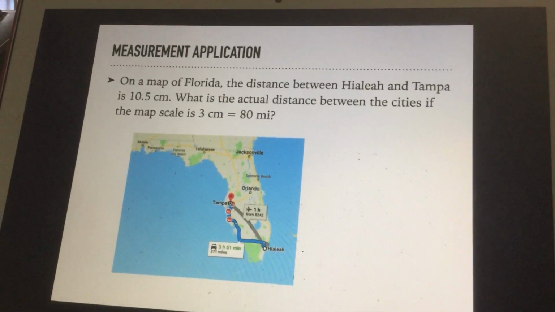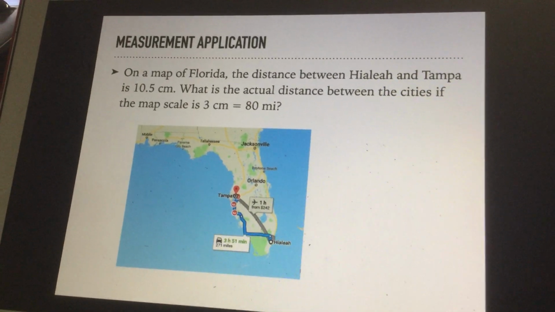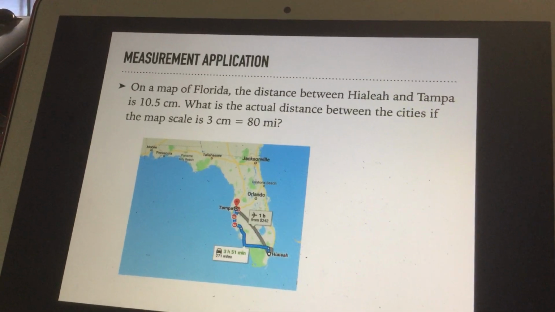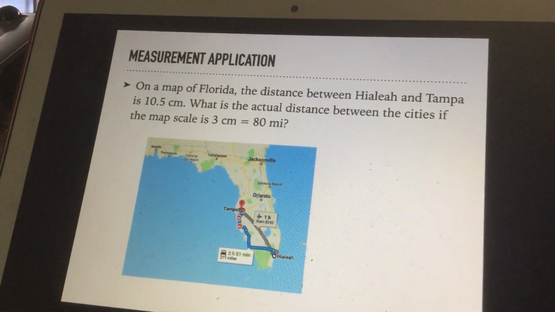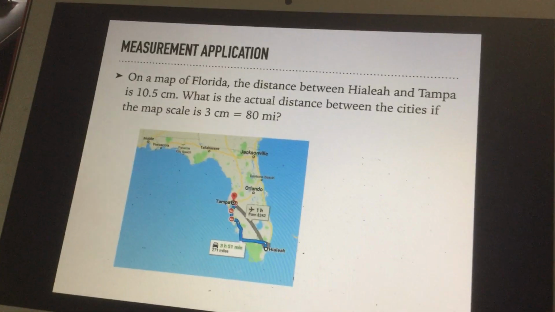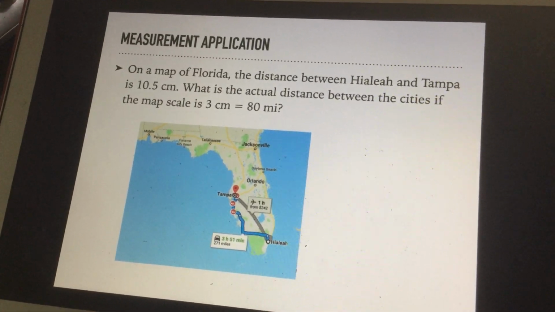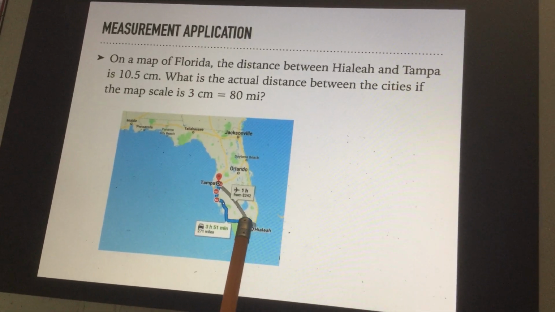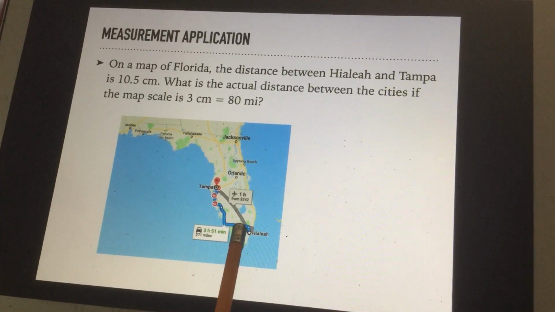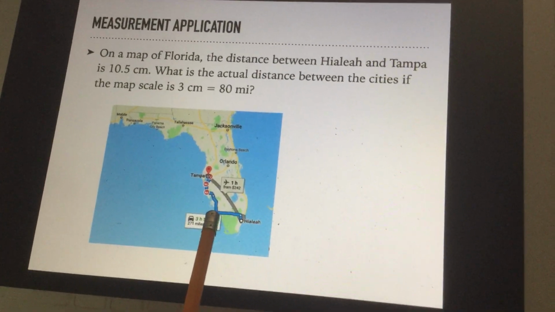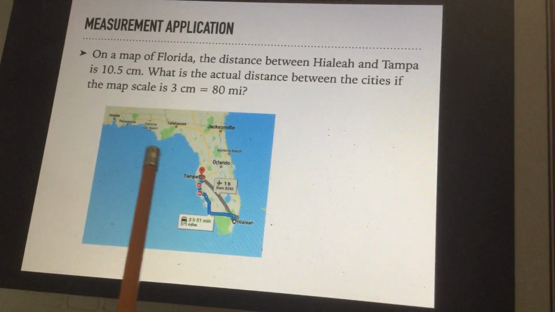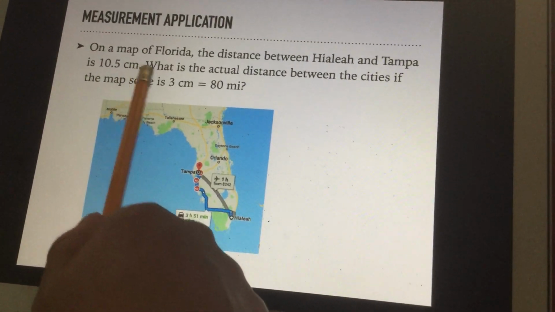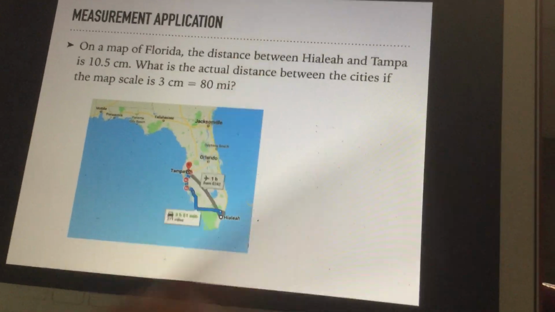Finally, we're going to use scale factor to find measurement. On a map of Florida, the distance between Hialeah and Tampa is 10 and 5/10 centimeters. What is the actual distance between the cities if the map scale is 3 centimeters equals 80 miles? This means that every 3 centimeters on my map will actually represent 80 miles in real life. I can use this scale factor to determine, if my map is 10 and 5/10 centimeters, what is the actual distance in miles?